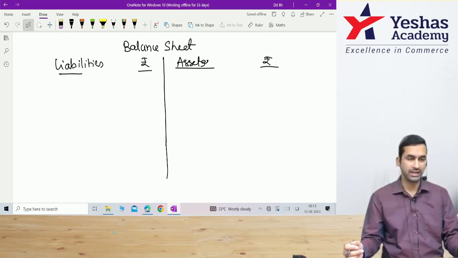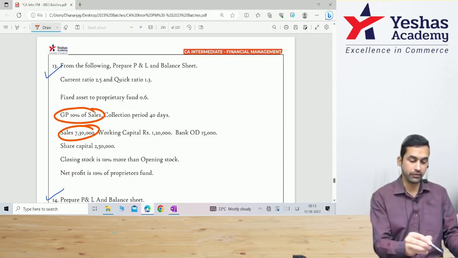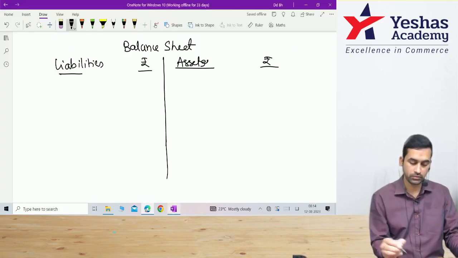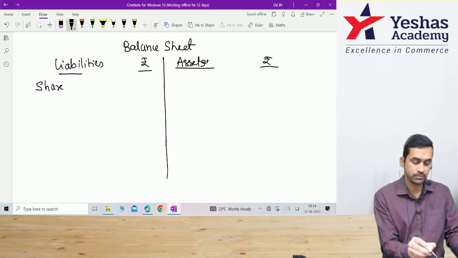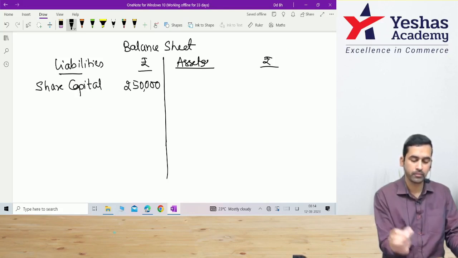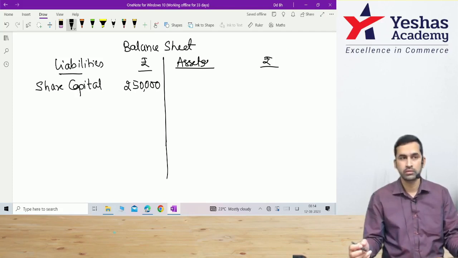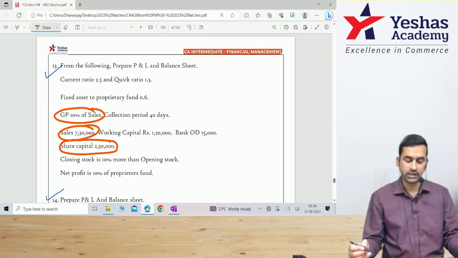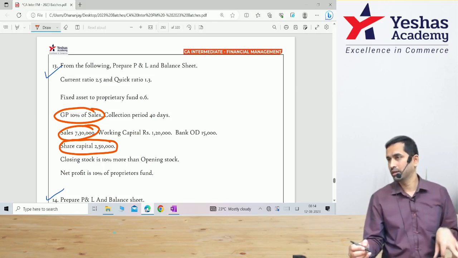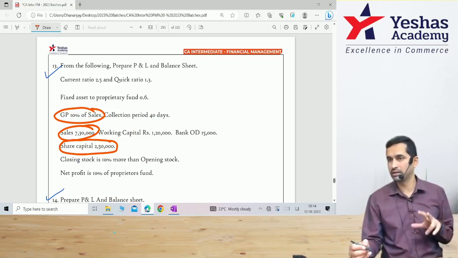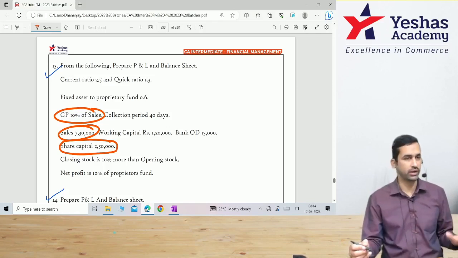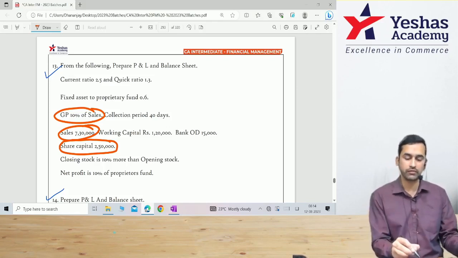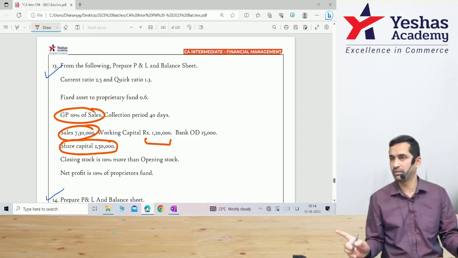Go to the question. Is there any number that can be directly filled? Share capital 2,50,000. Liability side, first item. What else can I fill? There is working capital information, but I can't write working capital in balance sheet. It's a difference between current asset and current liability. As of now, I don't know current asset. I don't know current liability. This information I will use later, but can't be filled in balance sheet as of now.